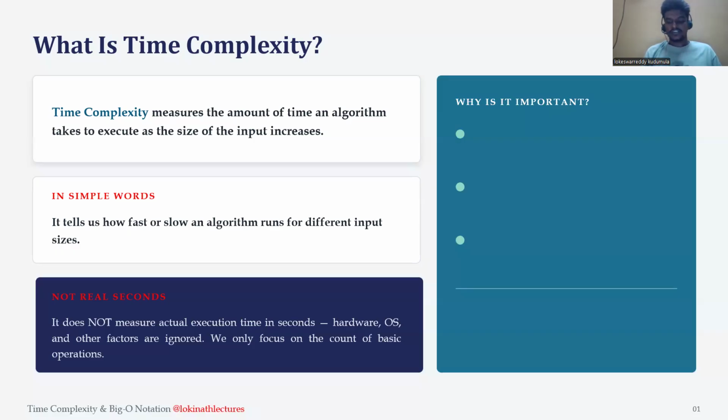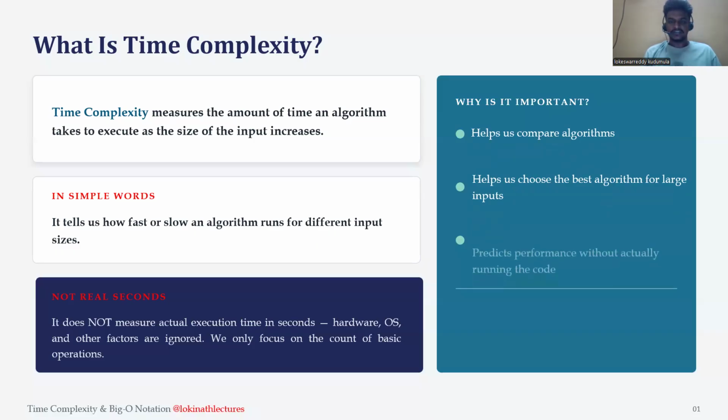So why is it important? It helps us compare two different algorithms and choose the best algorithm from the two, especially for larger input sizes, and predict the performance of an algorithm without actually running the code. Before running the code, we need to predict the actual performance of an algorithm or the execution of a code.